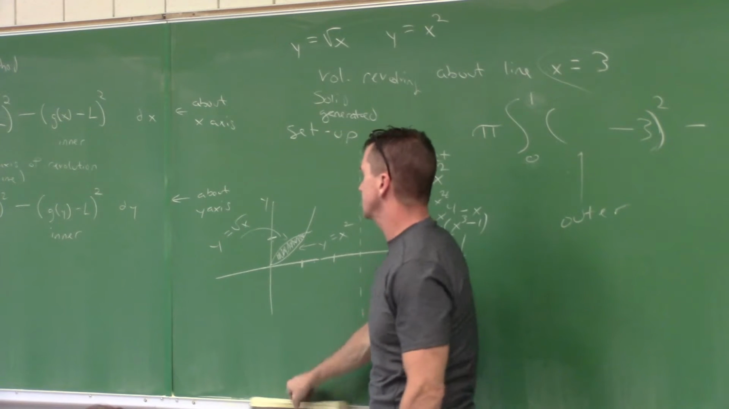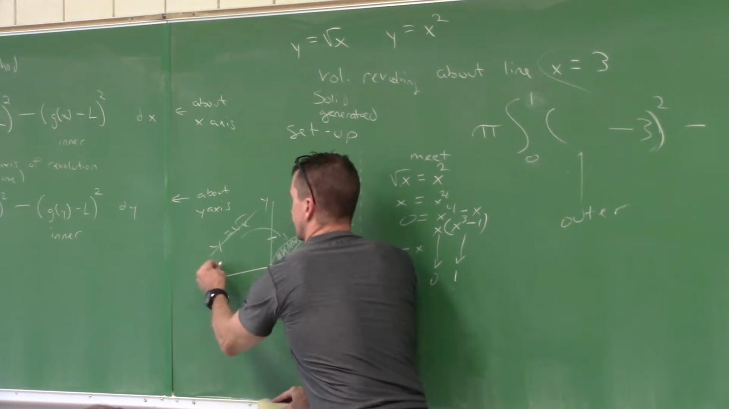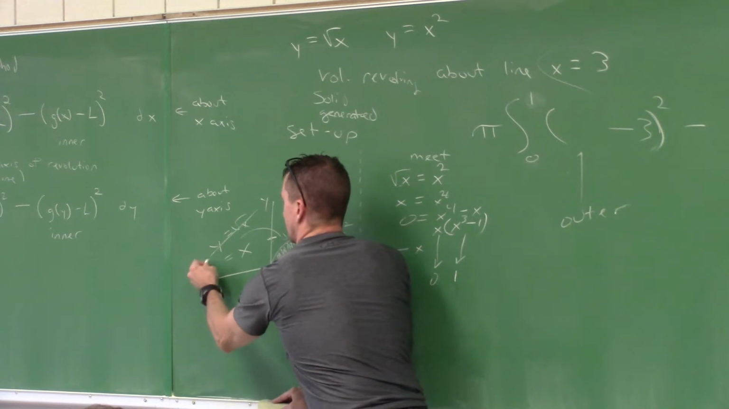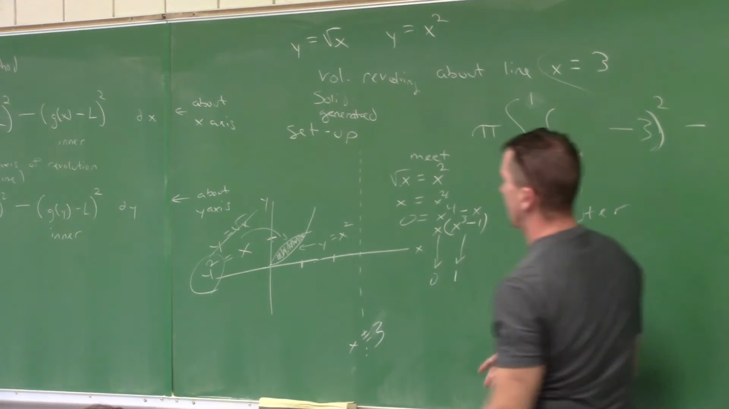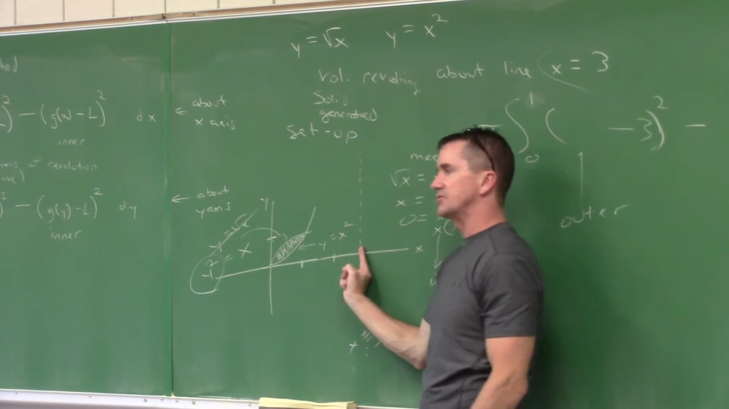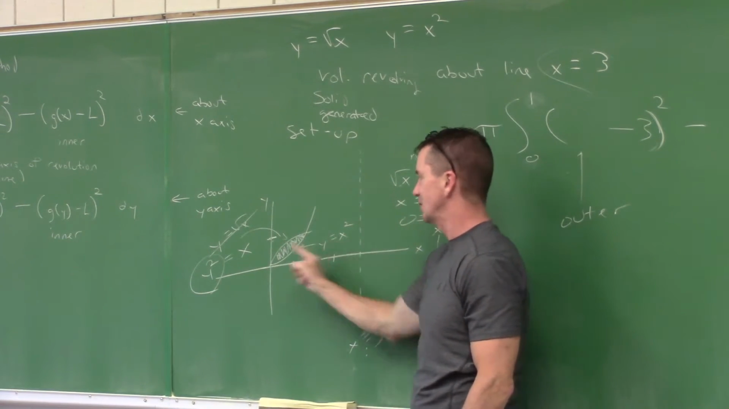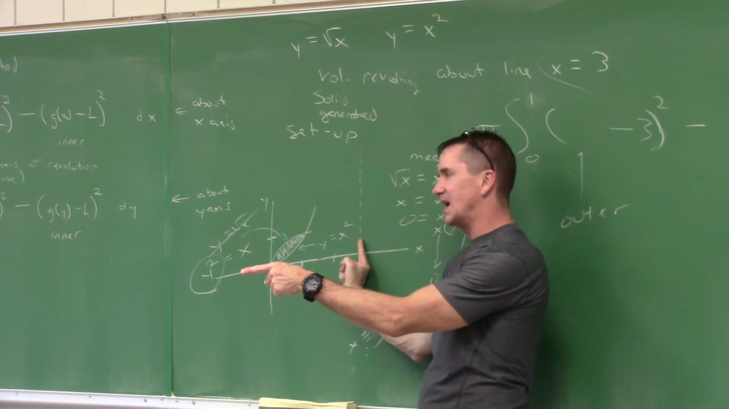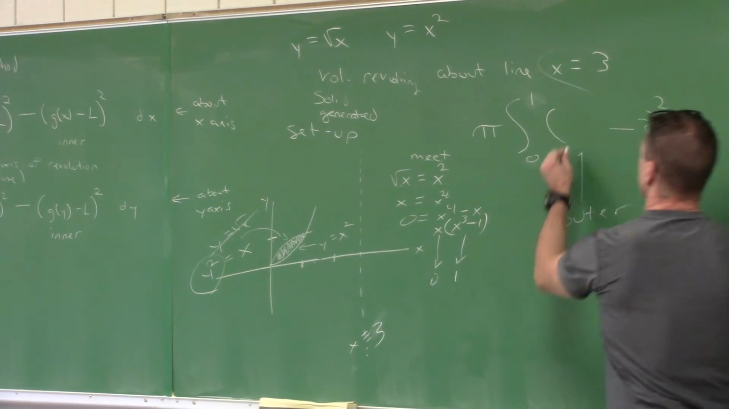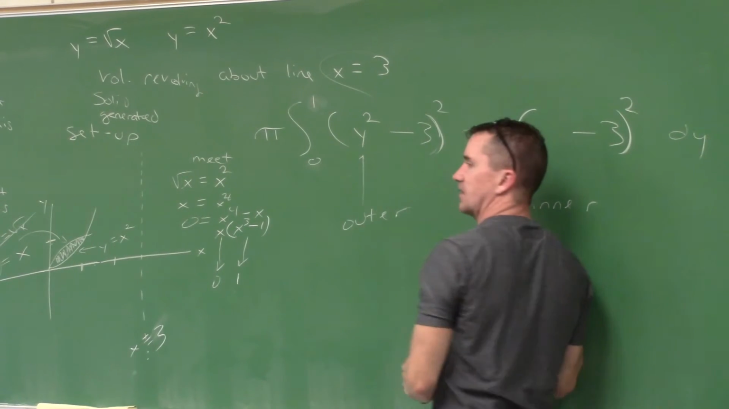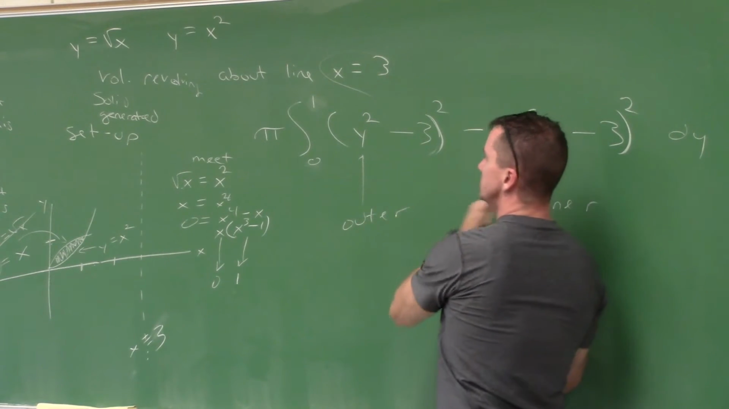If y equals square root of x, what's x equal to? y squared. X equals y squared. All right, got one. And that's further away from this, right? So x equals y squared is further away from the axis of revolution? All right, you're further away. You're the outer. Who's the inner?